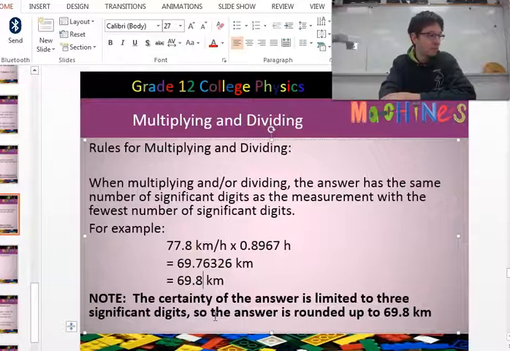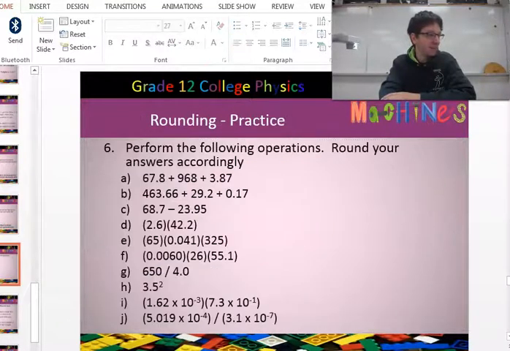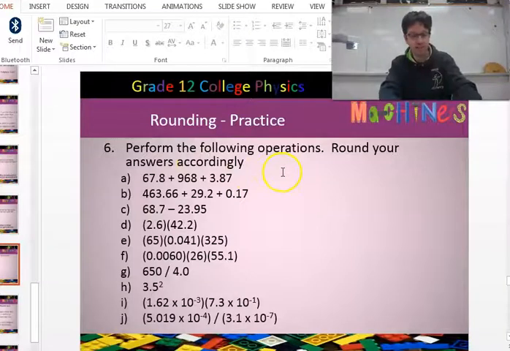So those are our two rules. Adding and subtracting, you count the number of digits after the decimal point, and for multiplying and dividing, we count the number of significant digits, and we always take the weakest link.